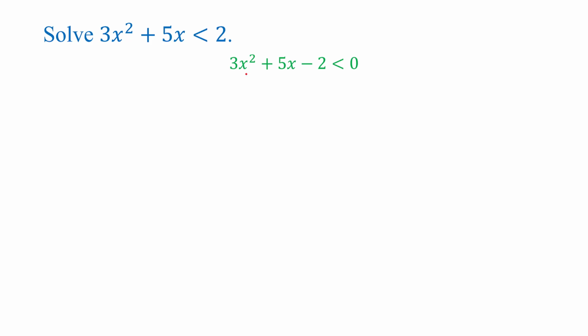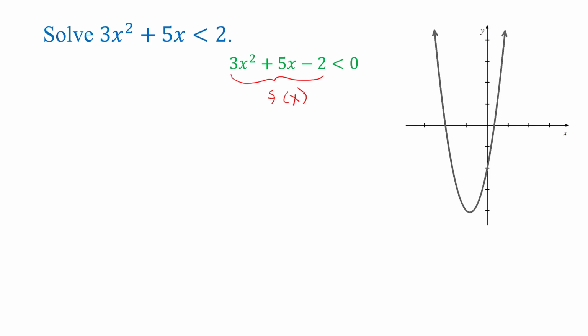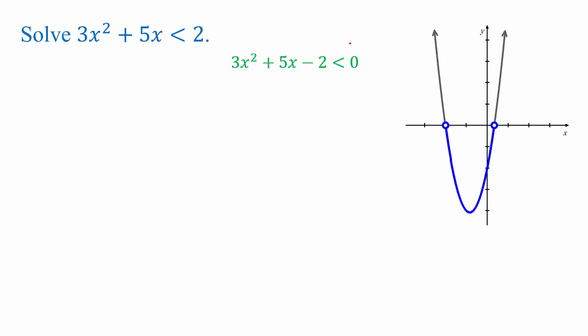If you remember how we were solving inequalities graphically, what I would have done here is take 3x squared plus 5x minus 2, give it a function name such as f of x, and then graph y equals f of x. If I'm wanting to know where f of x is less than 0, I would look where the graph is strictly below the x-axis, and that would give me a solution. Now we're going to take a bit different approach.